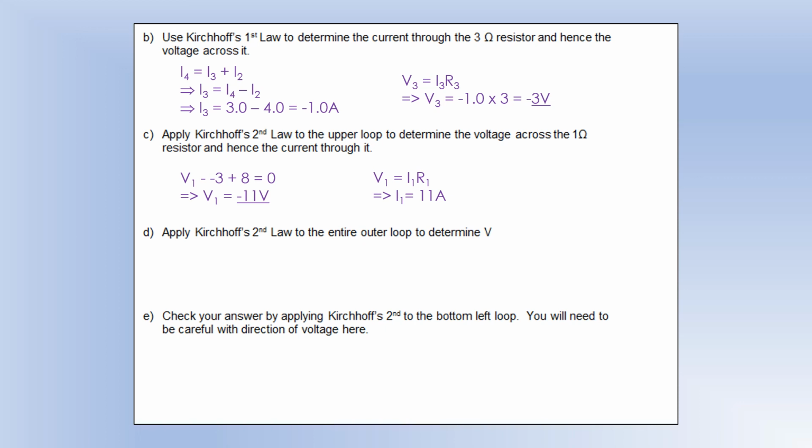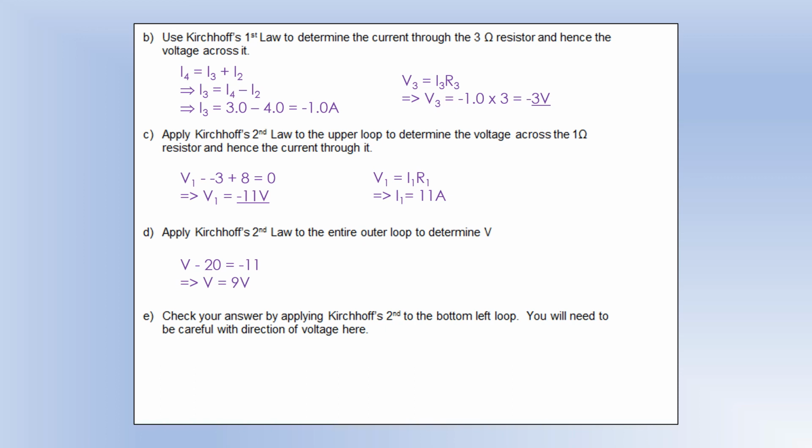Now apply Kirchhoff's second law to the entire outer loop to determine V. So the sum of the EMFs is going to be V minus 20, because they're pointing in opposite directions, but V is in the same direction as the loop. The potential difference we've just calculated is minus 11 in that loop, and that's the only one. So we can see that V must be 9 volts.